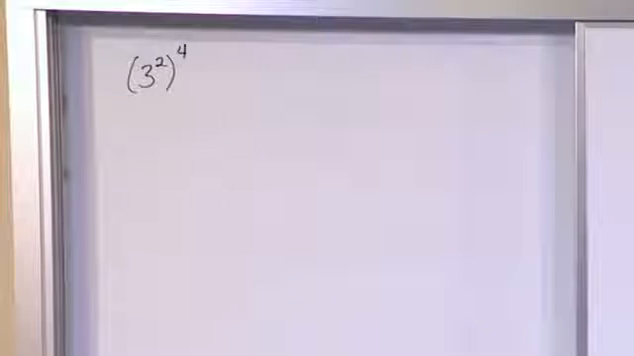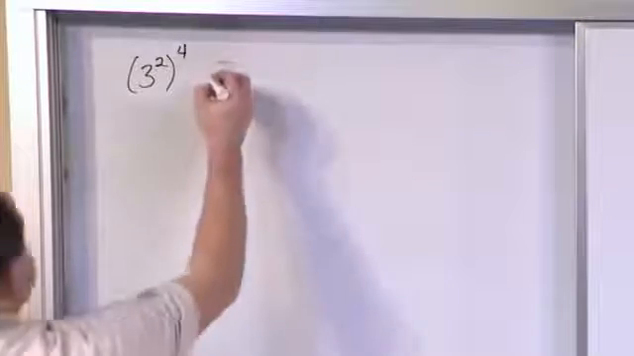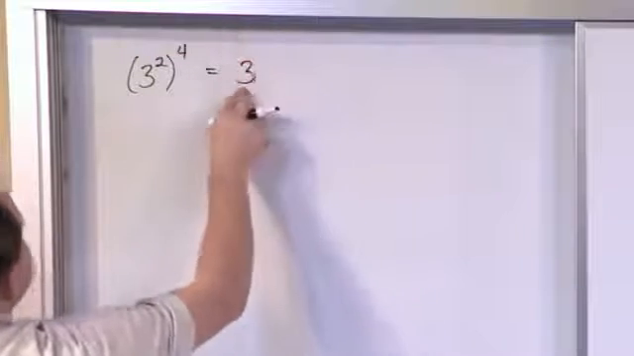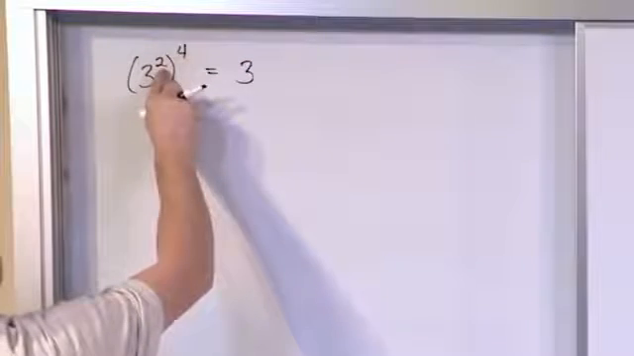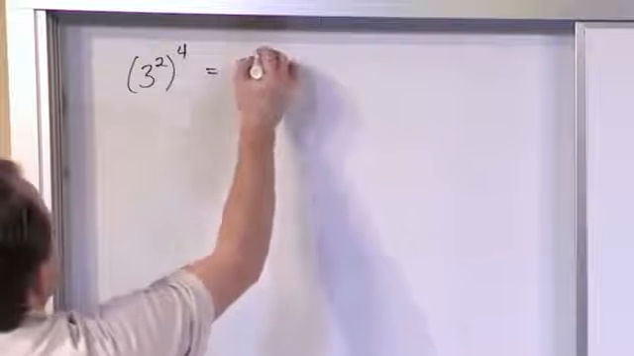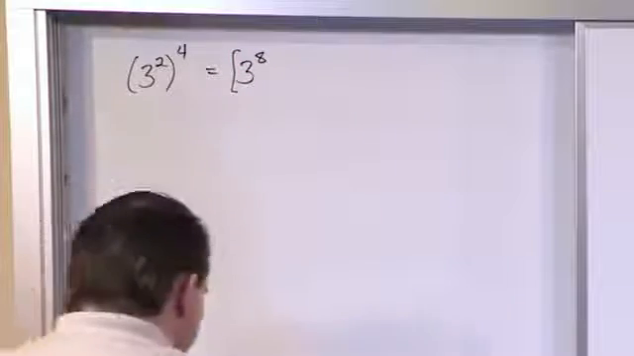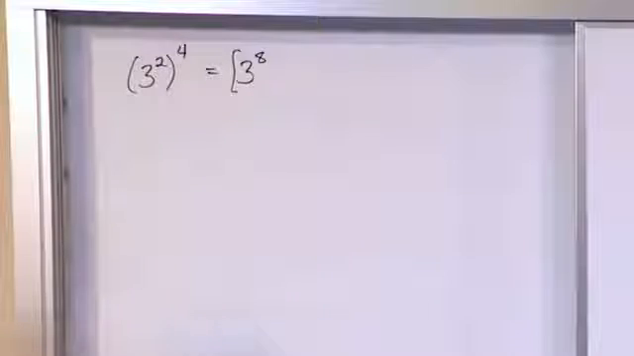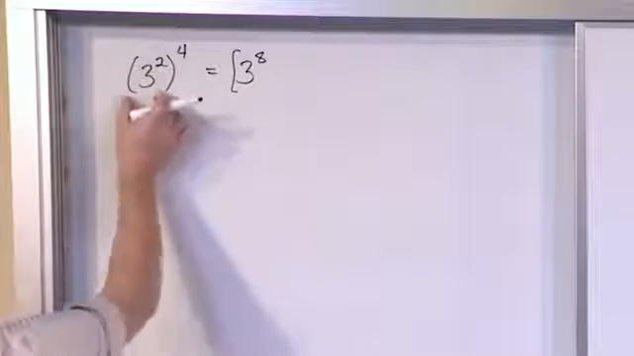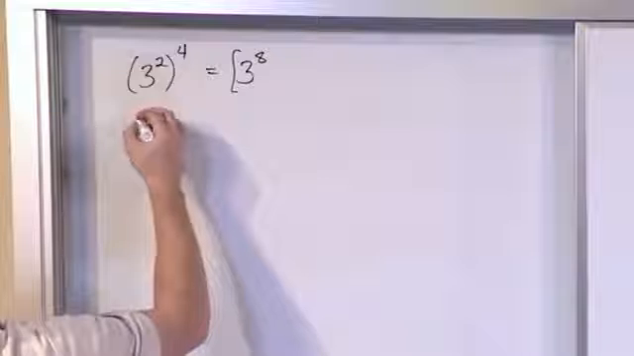Raised to another exponent. The way you do that is you leave the base the same and then you multiply the exponents. 4 times 2 is 8. So it's 3 raised to the 8th power. And I want to briefly show you how this is possible so you know that I'm not just making things up. If you have 3 squared raised to the 4th power, what does that mean?